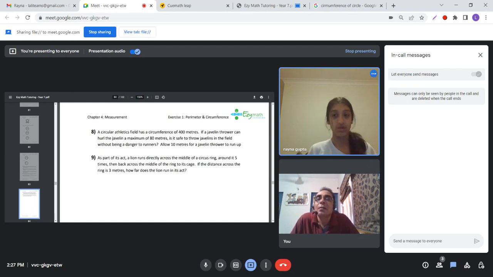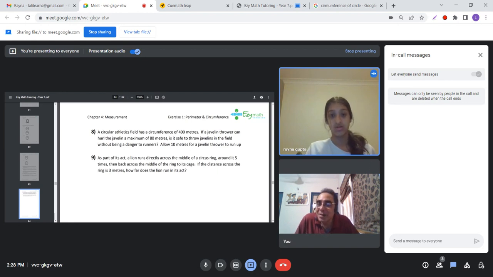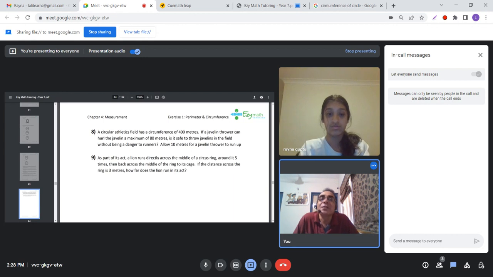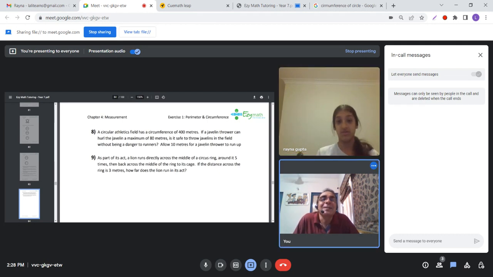Yes, mental work. A circular athletic field. Circumference is given over there. The javelin thrower can hurl the javelin a maximum of 80 meters. That means the javelin is expected to fall inside the circle. That is one condition. Second condition, at least 10 meters for the javelin thrower to run. So, how do you find this? Circumference 400 meters. First, what are you going to find? 400 divided by 80? No. See, it's a simple question on the circumference and perimeter of a circle.